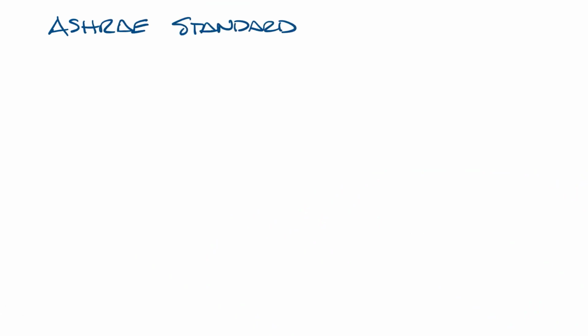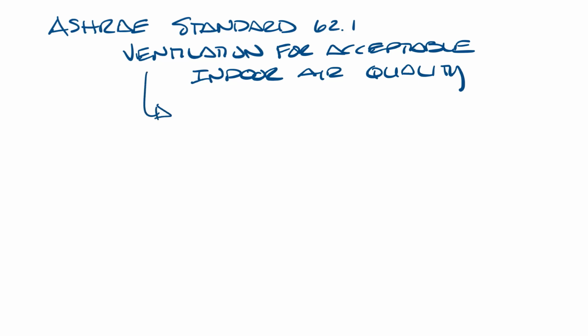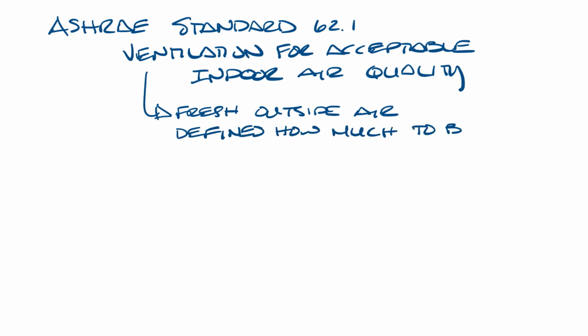ASHRAE Standard 62.1, Ventilation for Acceptable Indoor Air Quality, tells you how to design for acceptable indoor air quality. There are many sections in the standard that cover particle size and VOCs, but today I'm just going to cover ventilation air. Ventilation air is the fresh air that we bring into buildings for indoor air quality. The standard defines how much fresh air to bring into a building.